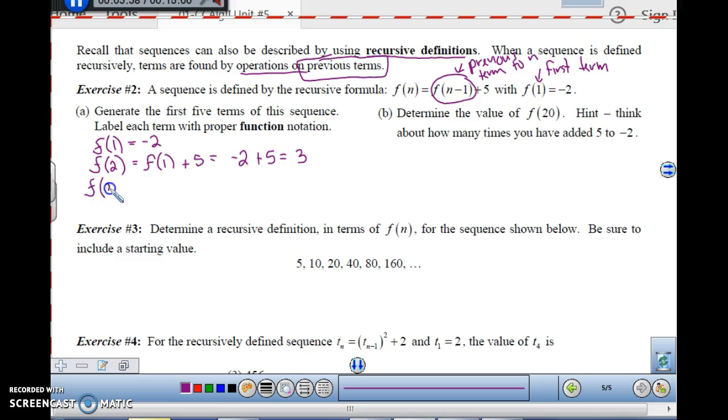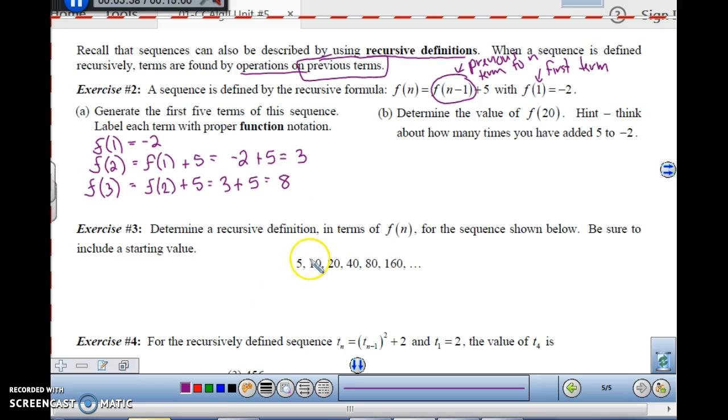Okay, so f of 3. If I'm looking for the third term of the sequence, I need the previous term. 3 minus 1 is 2. So that would be the second term of the sequence plus 5. The second term of the sequence was 3, because we did it right here. f of 2 is 3. And plus 5 is 8.